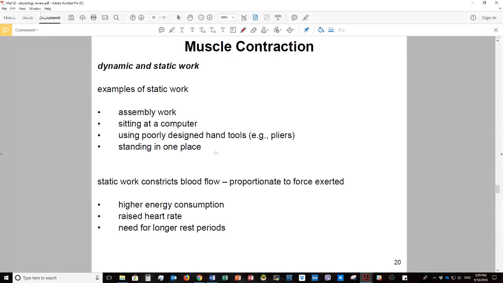Some hand tools are not designed well, where you have to continue to apply force. Hopefully you have tools where there's a little lock or something, you can lock it in position. Standing in one place, not good. Most people like to shuffle around a little bit, shift their weight on different legs. That's all to try and be dynamic and get the blood moving.